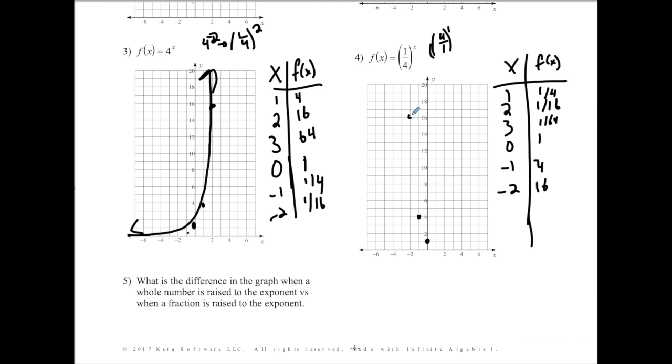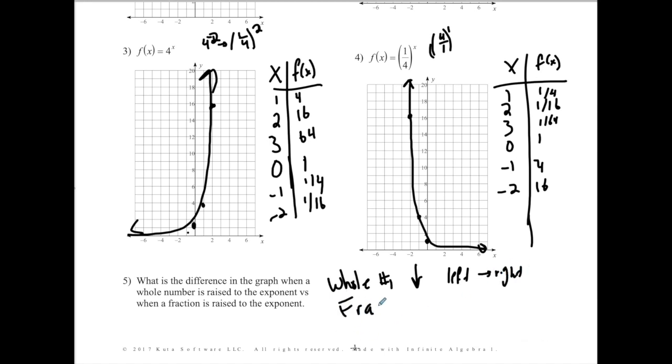So let's look at some of the stark contrasts here. What's the difference in the graph when a whole number is raised to an exponent versus when it's a fraction? Well, with a whole number, you're actually going to be increasing from left to right. As you can see here, with a fraction is where we're going to be decreasing from left to right.